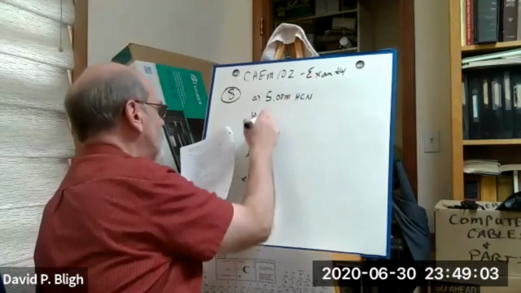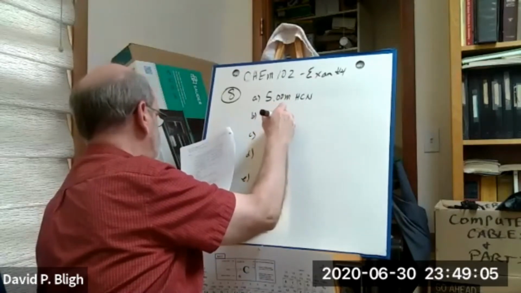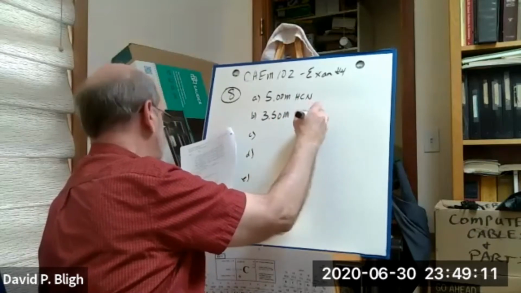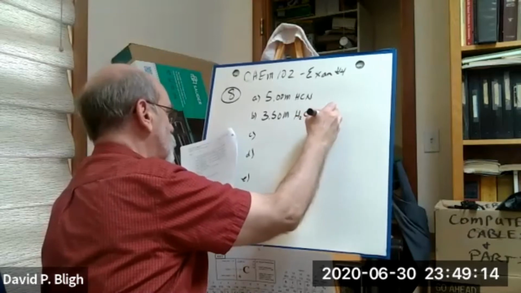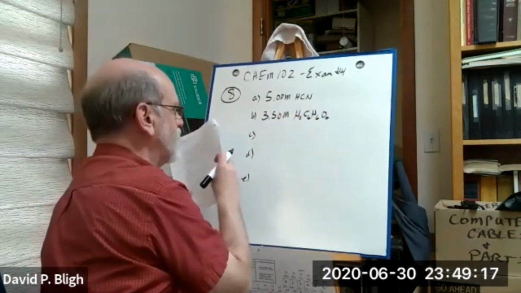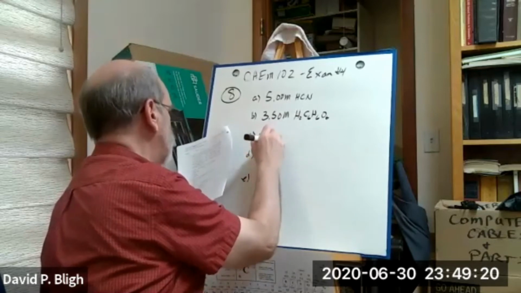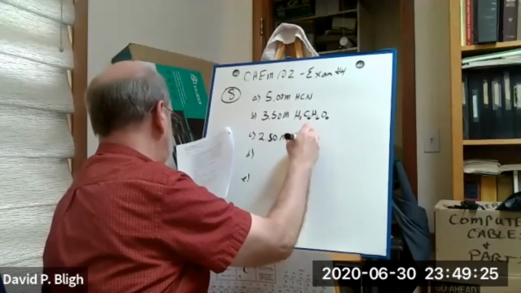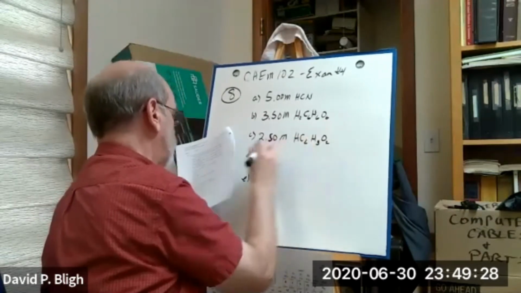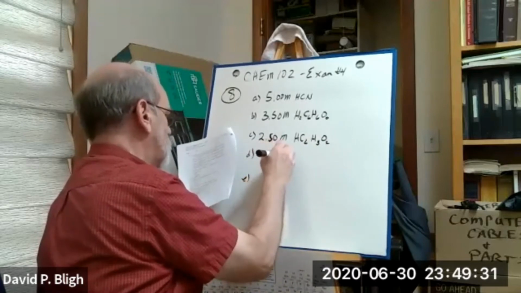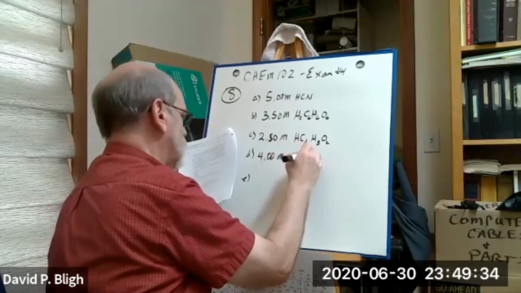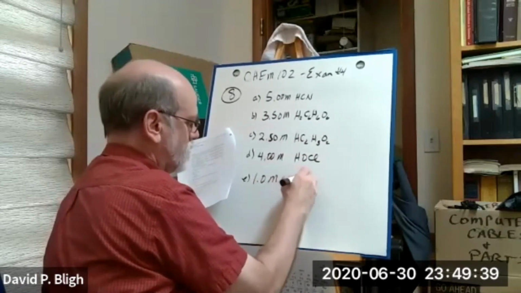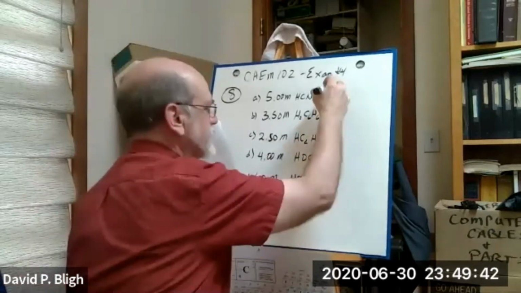HCN, 3.5 molar H2C6H6O6, and then 2.5 molar acetic acid, 4 molar HOCl, and then 1 molar HF. And each of these has a K value, right?